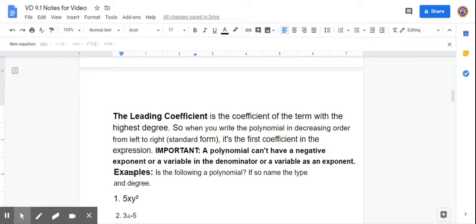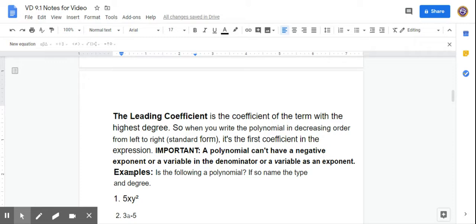Okay, so if I'm asking you to identify whether something is a polynomial or not, you're going to look to see, does it have a negative exponent? Does it have a variable in the denominator? Does it have a variable as an exponent? And if any of these three occur, then you are going to say, no, it is not a polynomial.